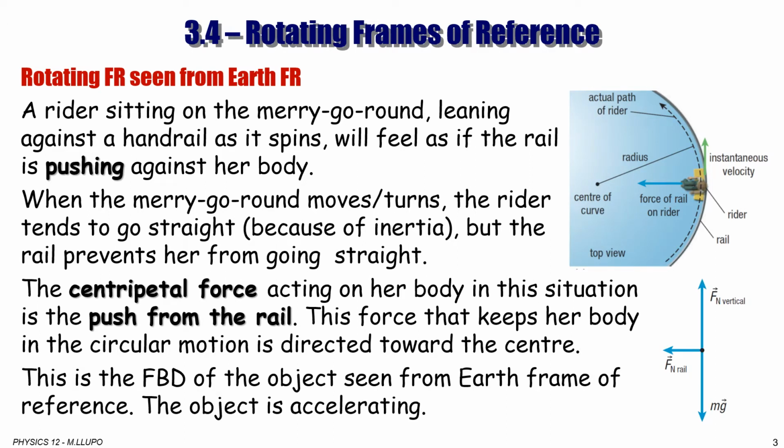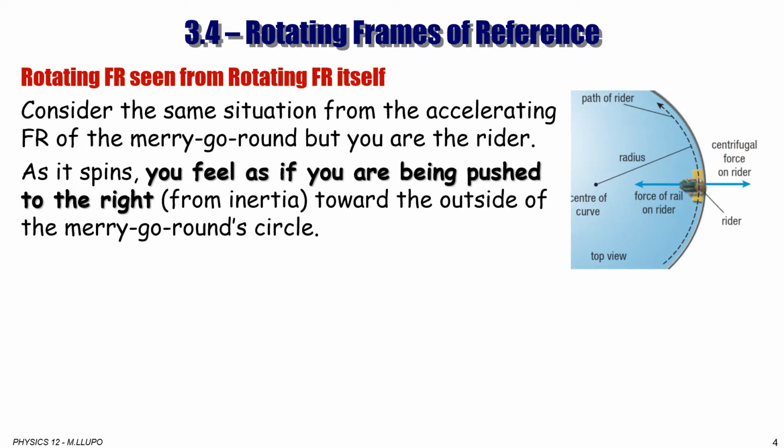This is a free body diagram of the object seen from the Earth frame of reference. As you see, the object is accelerating, and that acceleration is called centripetal acceleration. Let's consider the same situation from the accelerating frame of reference, or non-inertial frame of reference, that is the merry-go-round. But now you are the rider. As the merry-go-round spins, you feel as if you are being pushed to the right, from inertia, toward the outside of the merry-go-round circle. Let me explain what happened.